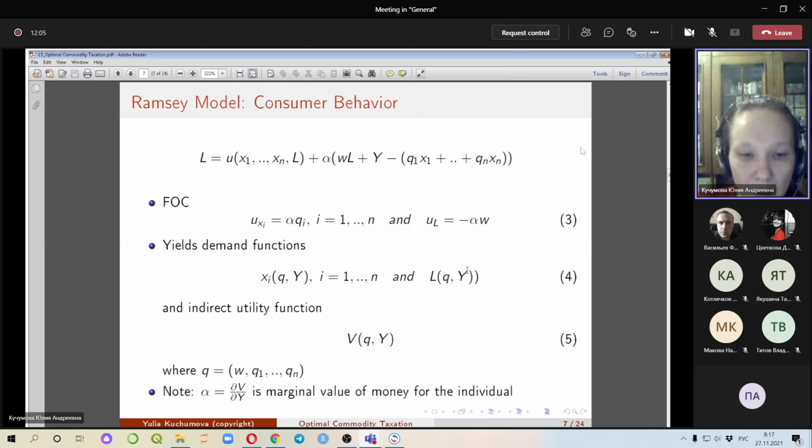One important remark here is: what is alpha? Alpha, as you know, is the Lagrange multiplier, and it has a specific meaning. It's the marginal value of money for the individual. And it's equal to the derivative of the indirect utility function with respect to non-wage income y.